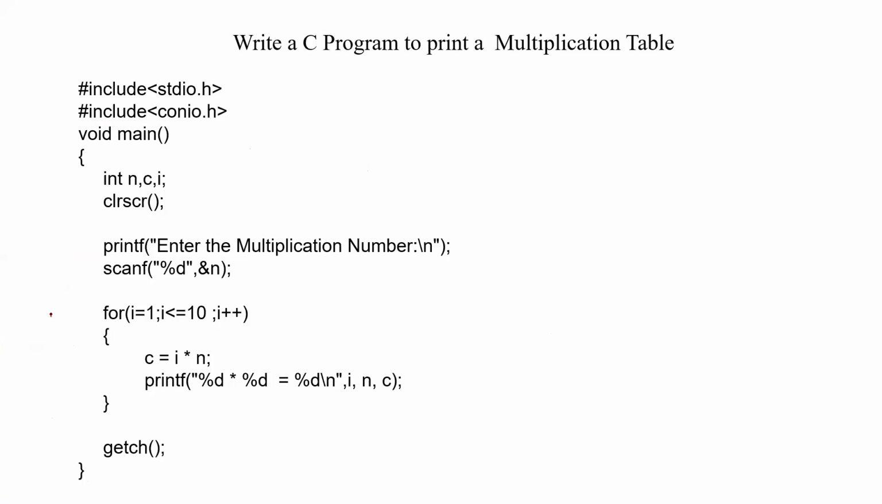In this example, answer in the chat box: which is the control variable in this for loop for printing the multiplication table of a particular number accepted? Which is the control variable? Answer in the chat box. Okay, Agash, Tejas, Naveen, all have answered as I. Yes, correct. I is the control variable.